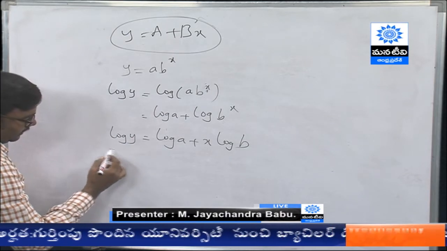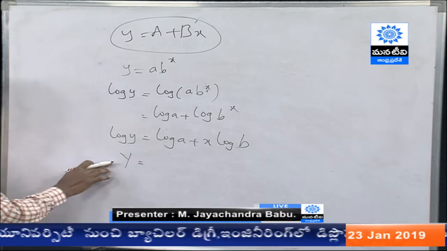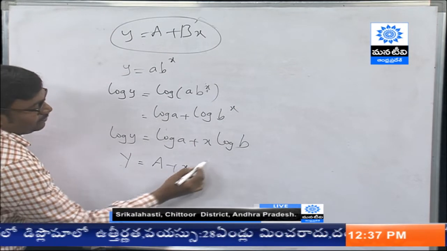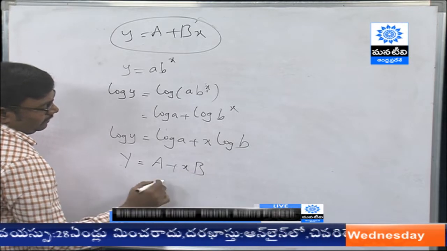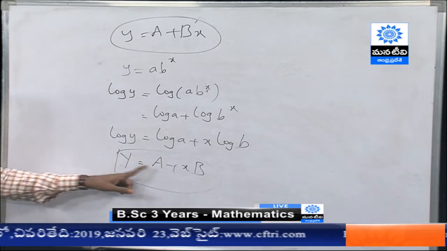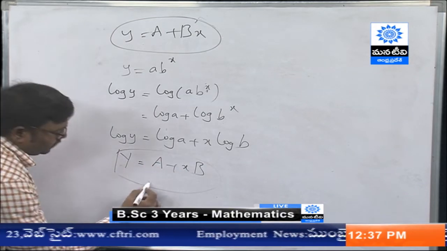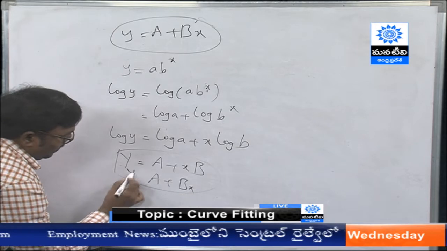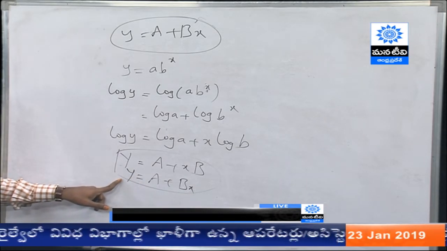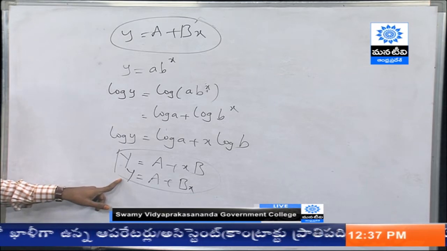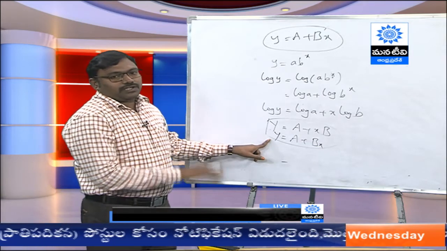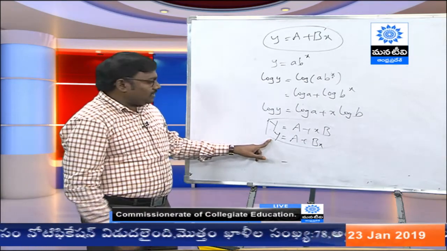So, just take capital Y as log y, capital A as log a and capital B as log b. Then this will become Y equal to A plus x into B, or B into x, both are the same. Now this is like a straight line equation. We know how to fit it, because we can write two normal equations and substitute the values in those equations. We can get the values of A and B.